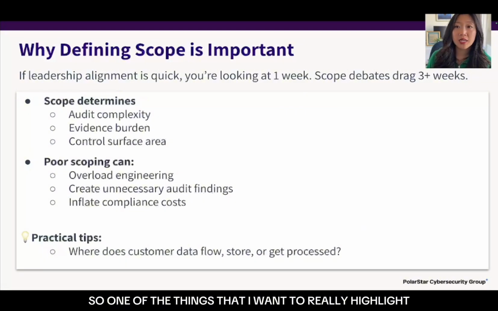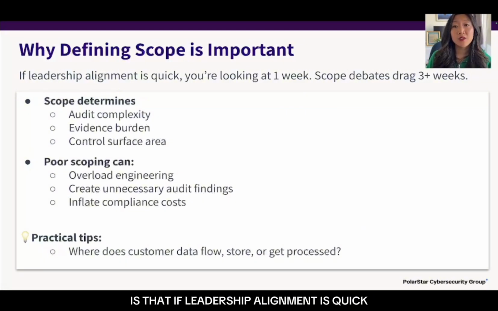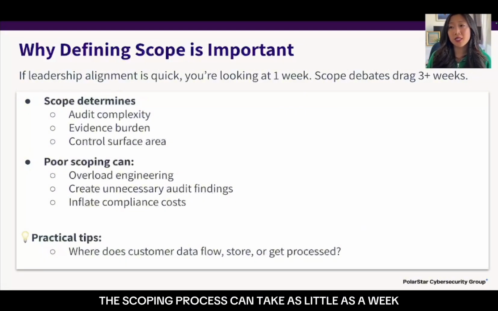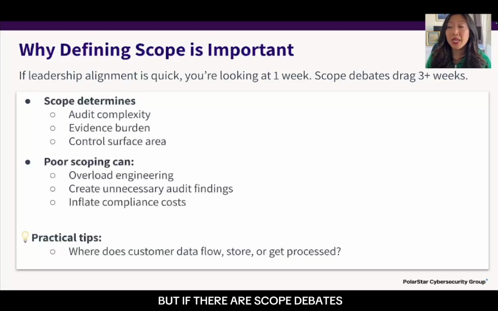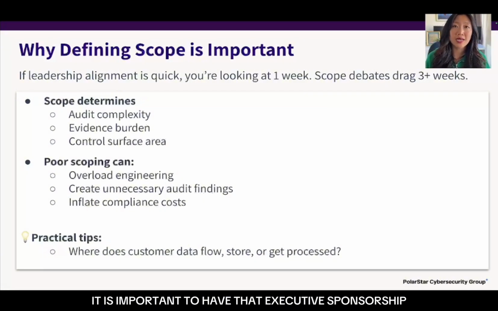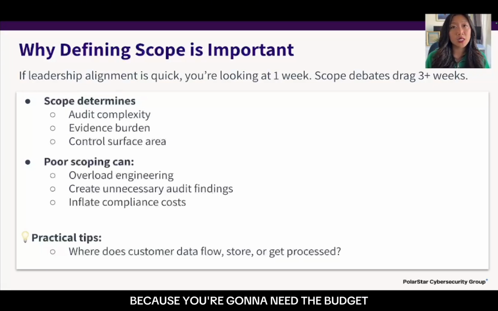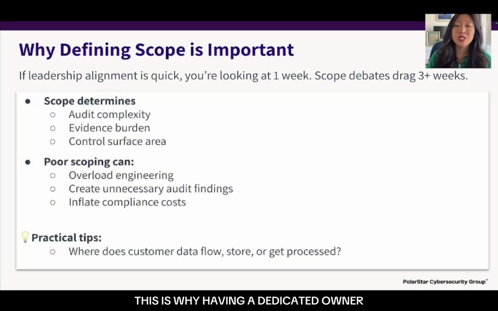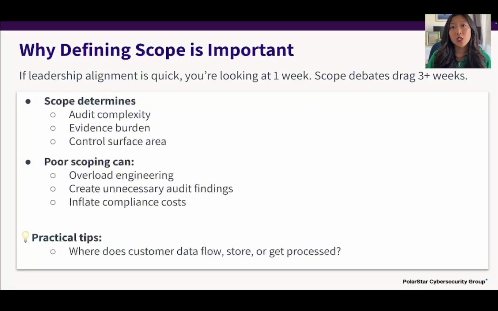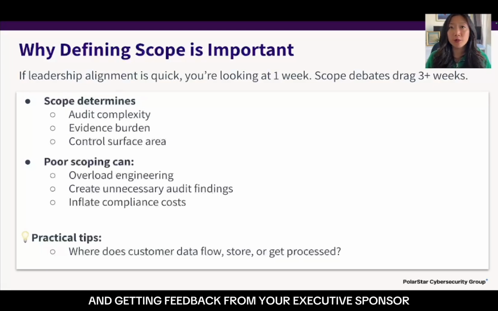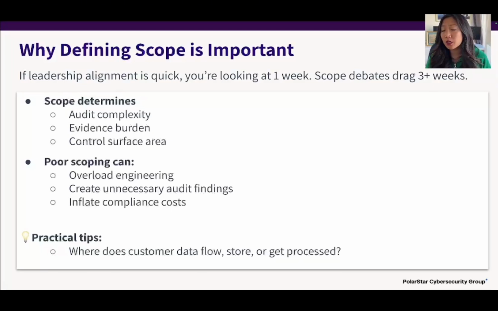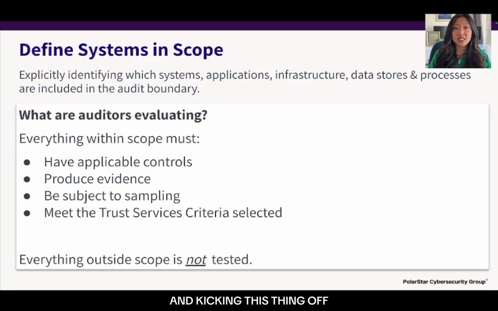One of the things that I want to really highlight is that if leadership alignment is quick, the scoping process can take as little as a week. But if there are scope debates, then that's when it drags 3+ weeks. It is important to have that executive sponsorship from your CEO and CFO because you're going to need the budget and you're going to need the whole organization to be behind you in making it happen. But at the same time, this is why having a dedicated owner to the scoping process and getting feedback from your executive sponsor is super helpful in kicking this thing off.